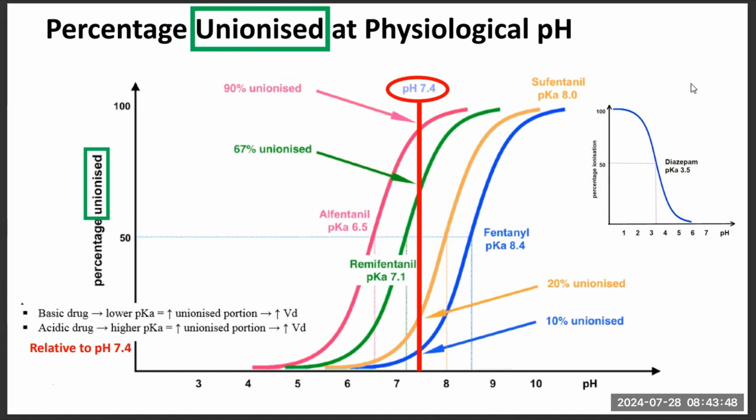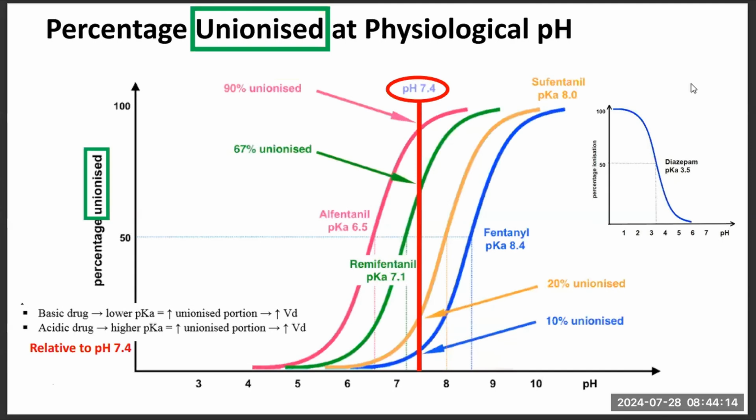This is pH. This pH refers to the pH of the medium that we want to use. And we're always interested in 7.4. Okay, now, percentage unionized portion. We are mainly interested in the unionized portion. We're not so interested in the ionized portion. Now, the graph will look like that.